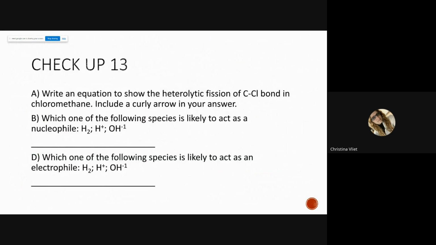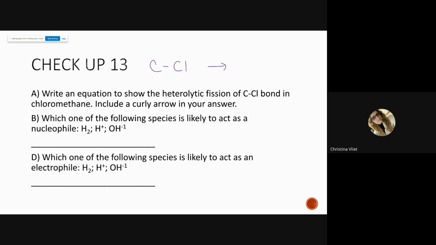Okay, so write an equation to show the heterolytic fission of the C-Cl bond. Include a curly arrow. So before we move on, what would this look like? C-Cl bond. It says write an equation. How would this bond break? C-Cl. Who's getting the electrons? Carbon or chlorine?